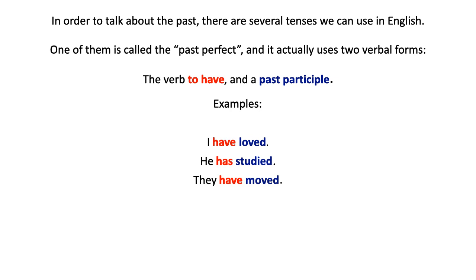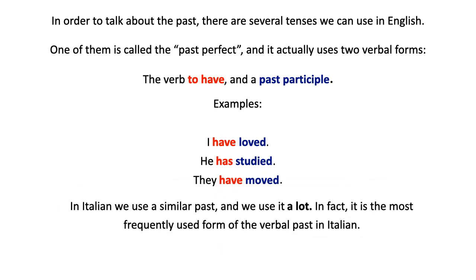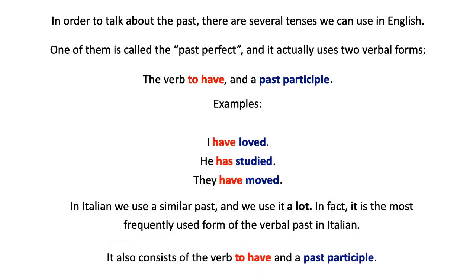They have moved. Again, a form of the verb to have and a past participle. Okay? This is what is known as the past perfect in English. And the interesting thing is that in Italian we use a very similar past and we use it a lot. In fact, it's actually the form of the past that we use the most in Italian. And it has the same form.